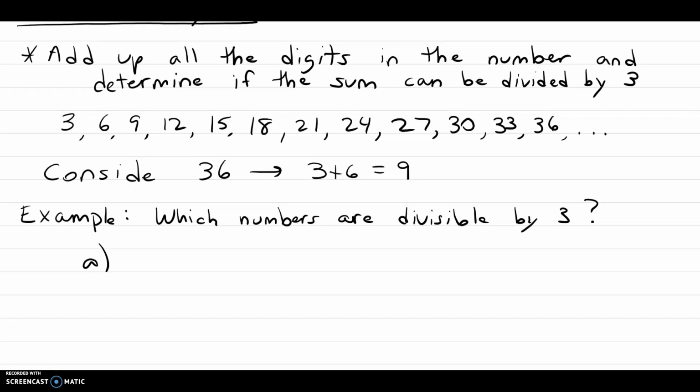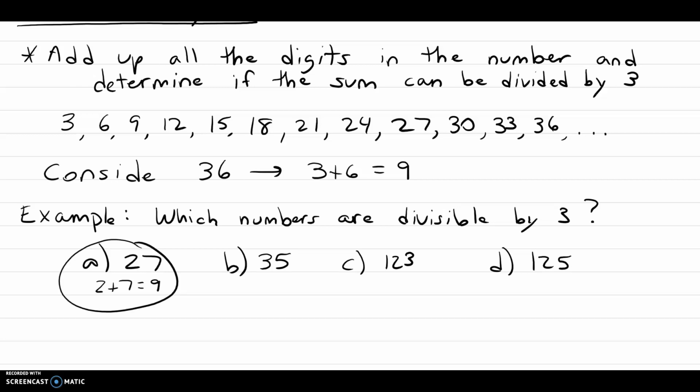So let's say we have 27, 35, 123, 125. So remember, the rule for 3 is you add up the digits in the number. So I'm going to add 2 plus 7 equals 9. 9 is a number that can be divided by 3. So A is divisible by 3.